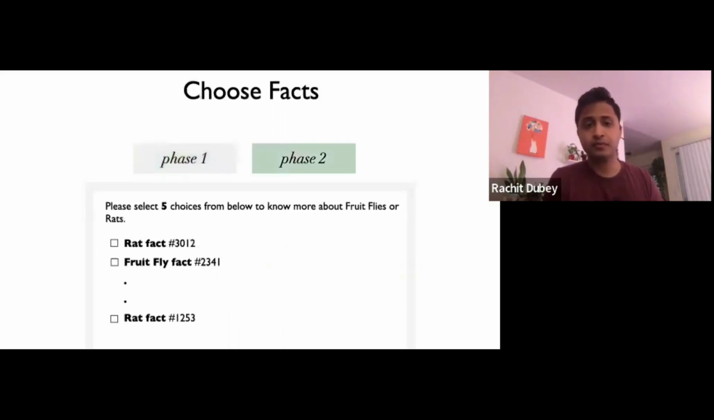And in phase 2, we aimed to see how people's information search is affected. So to do this, subjects were presented with 8 facts, 4 facts from each topic. And they had the choice to reveal 5 out of the 8 facts presented to them. And after they made the selection, the chosen facts were then presented one by one.